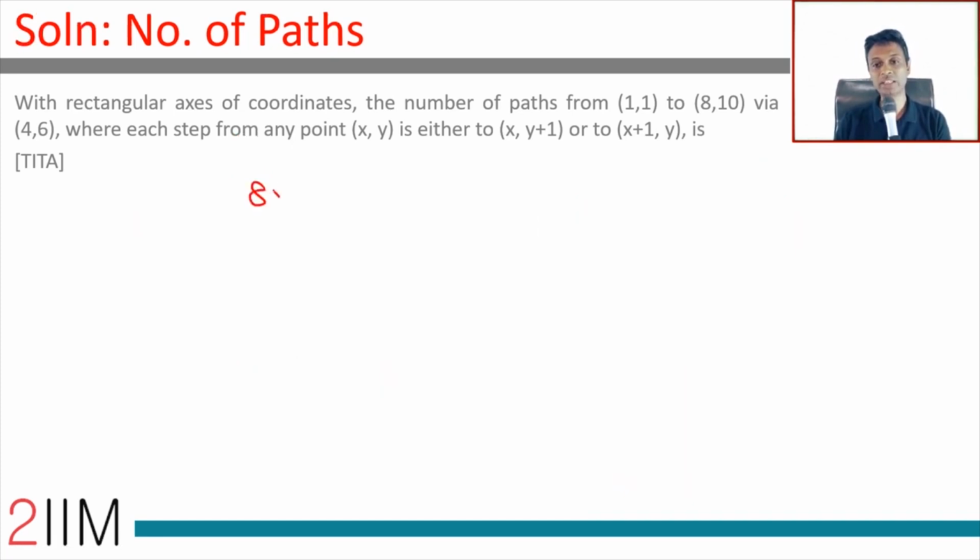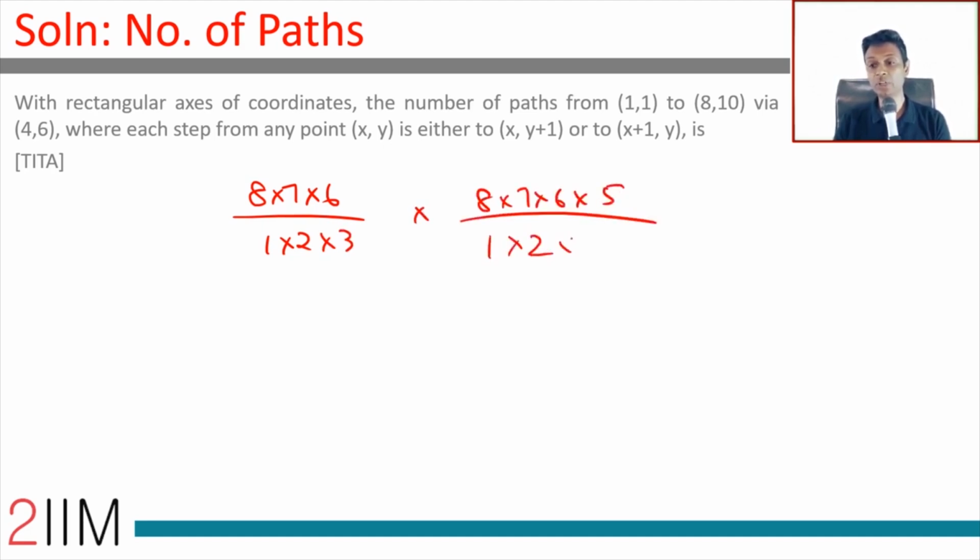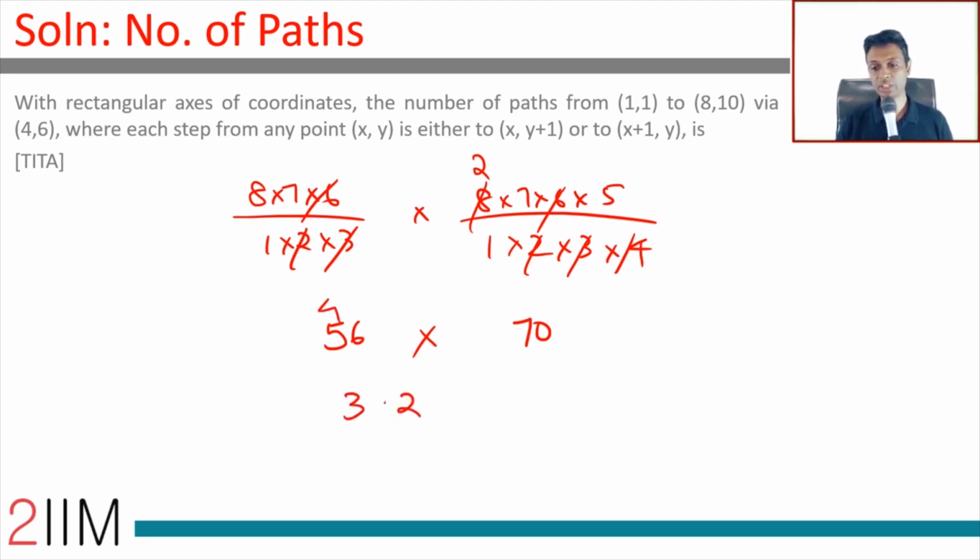So 8 into 7 into 6 by 1 into 2 into 3, into 8 into 7 into 6 into 5 by 1 into 2 into 3 into 4. This is all we need to find. 2 into 3 is 6, gone. 2 into 3 is 6, gone. 8 by 4 is 2. 2 into 5, 10. 7 into 10, 70. 56 into 70. 7, 6 are 42. 2, 4. 35 plus 4, 39. 3920. That is the right answer.